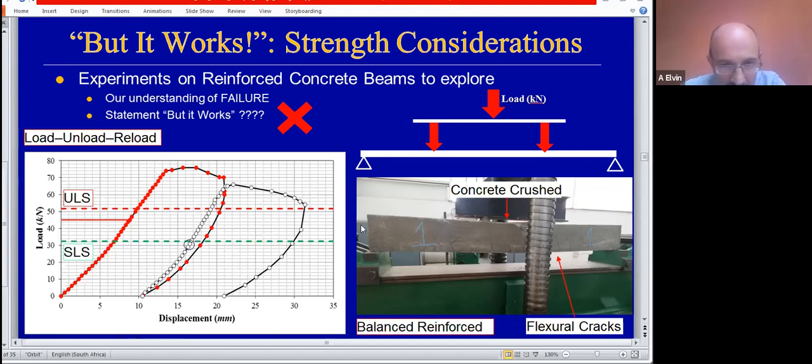Has this beam failed on the second cycle? So after we have loaded it well past, it has failed from a serviceability and an ultimate limit state, and then we have unloaded it. Question is, just before we start loading, we are now progressing up. Has this beam failed? What's the answer?